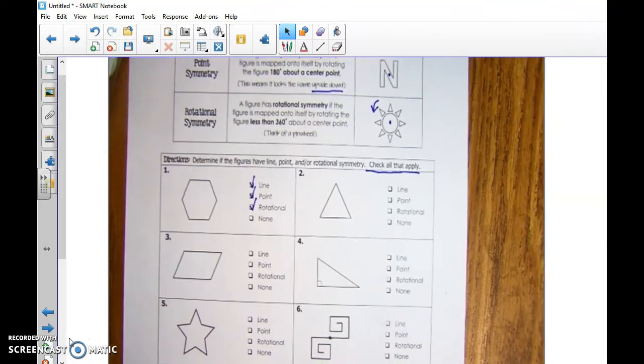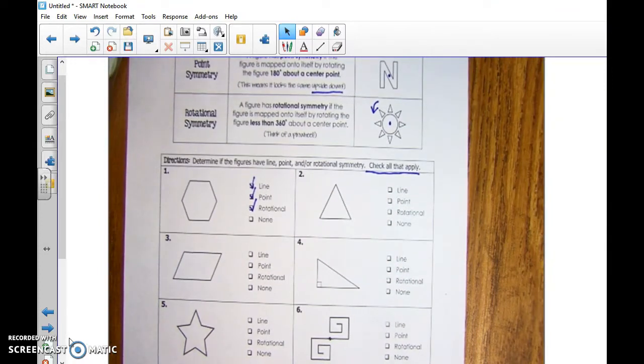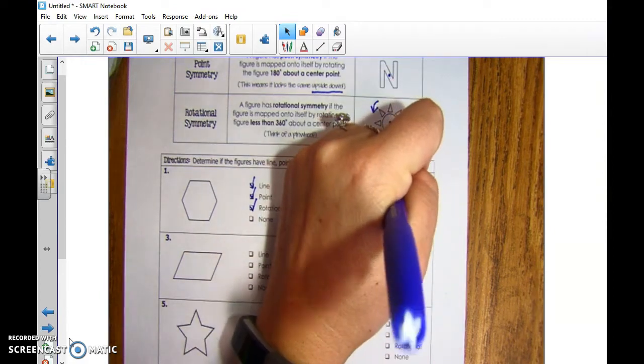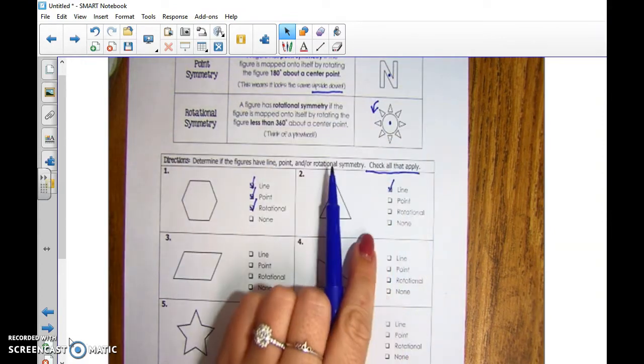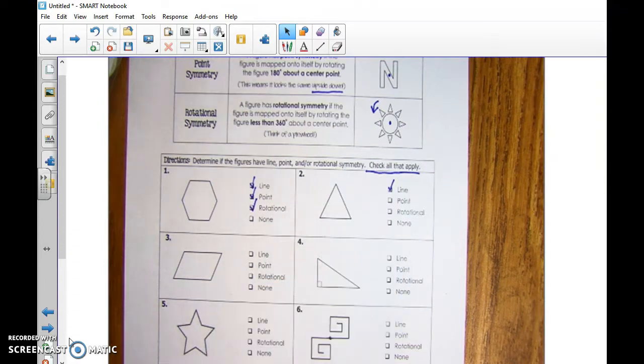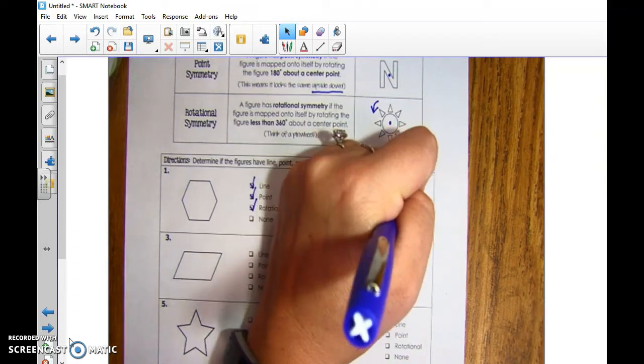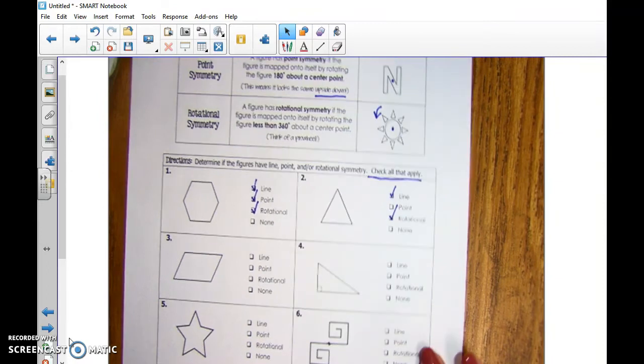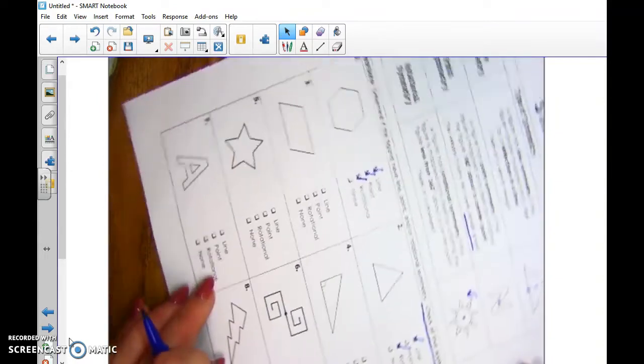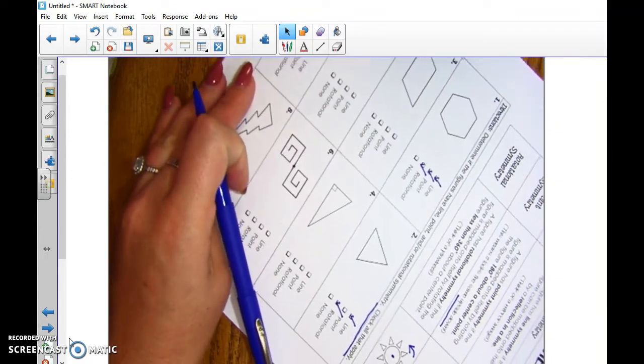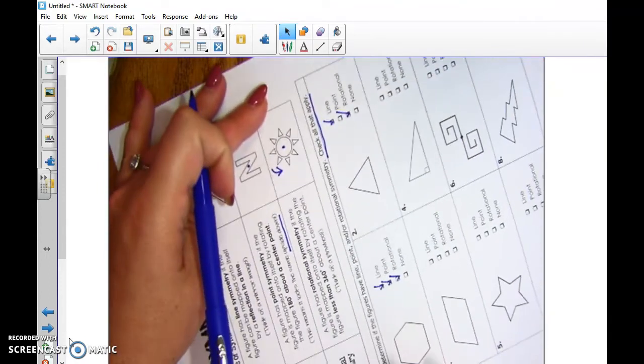Then number 2, so we have an equilateral triangle, so it seems. So we can have line symmetry because we can put a line right down the middle. Then we can also have rotational symmetry because if we turn it this way, right? It looks the same. Turn it again, looks the same. Okay?